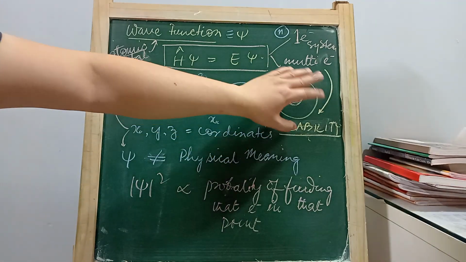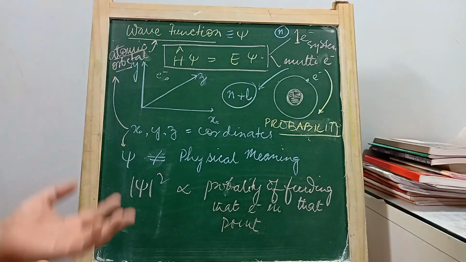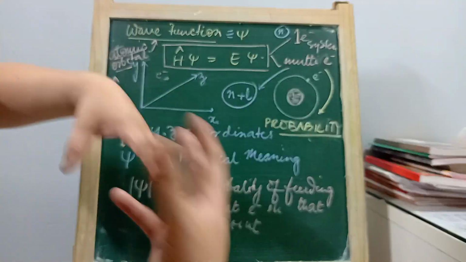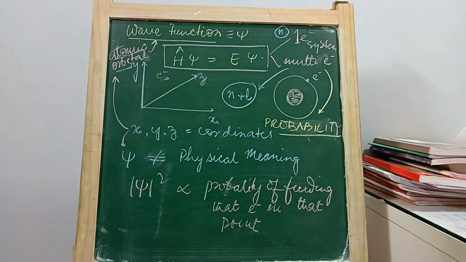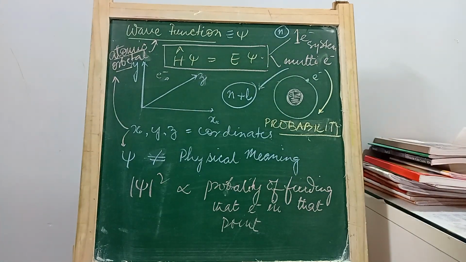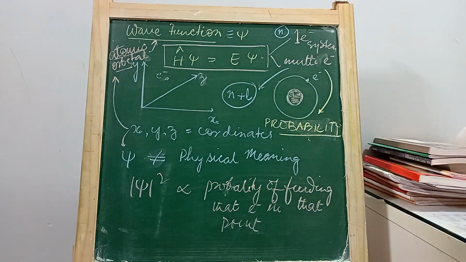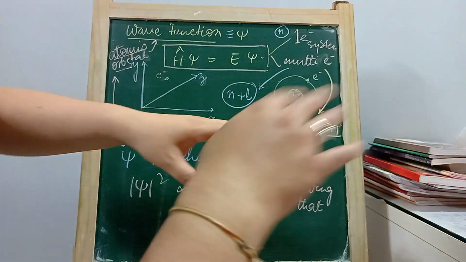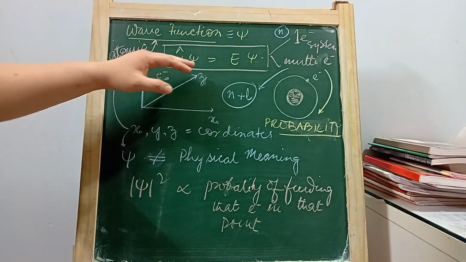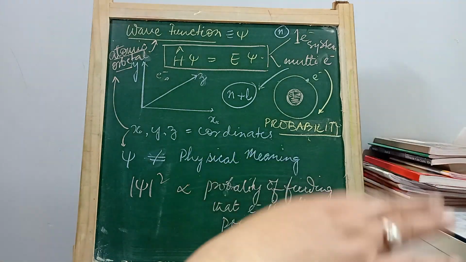For example, this is an atom. We have the nucleus in the center, and the electrons are moving around the nucleus. So we will try to solve the equation for this electron. The electron cannot have any energy, it will have some specific energy. Based on that possible specific energy, we will find the value of the wave function that corresponds to that energy.